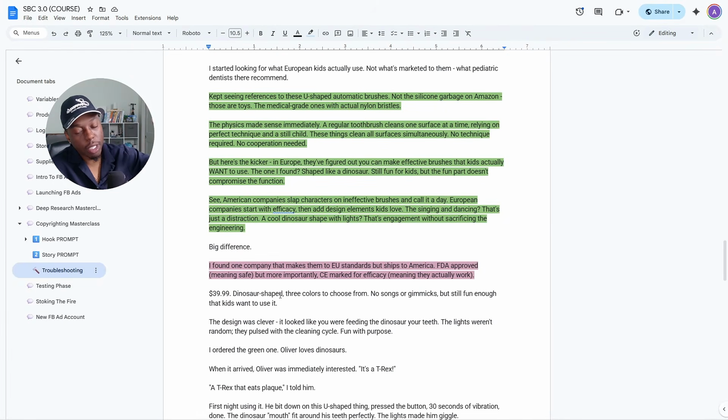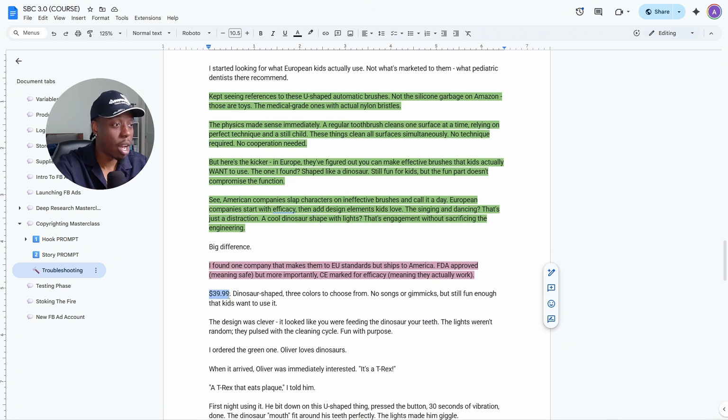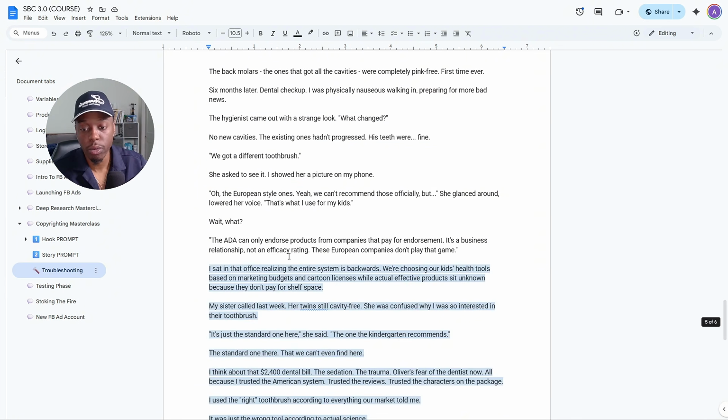I rarely ever, sometimes I'll put the price of the product. Actually, in this case, I did put the price. I rarely ever say, hey, you can get it from this specific brand. They're running a buy one, get one free offer. And they also do free shipping. I don't hard sell. That's hard selling, and people will be rubbed the wrong way.